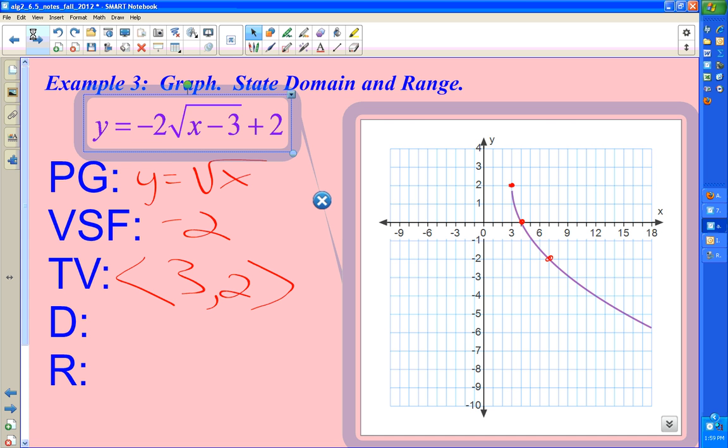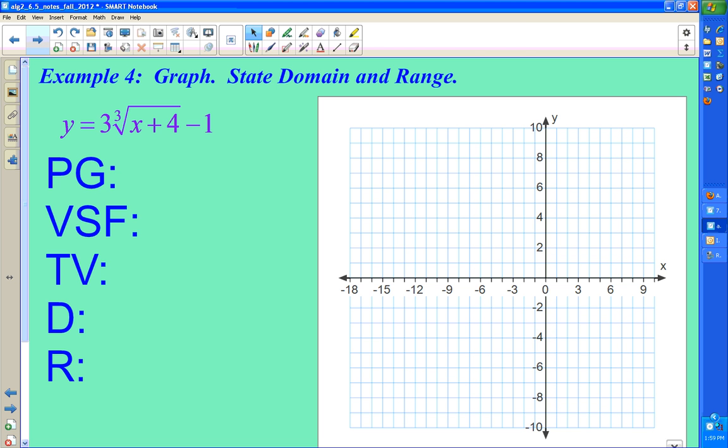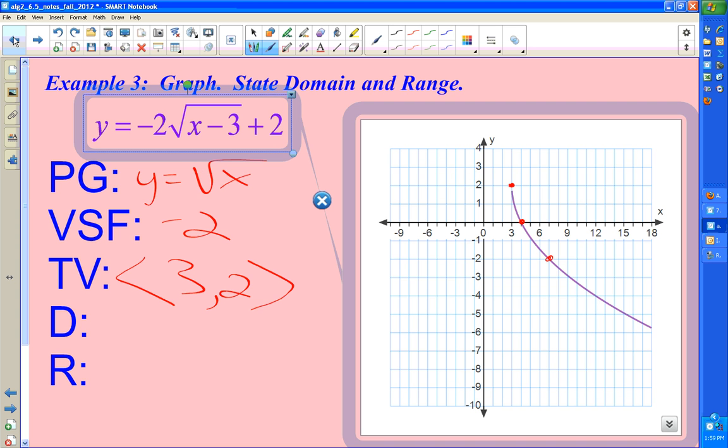Let's look at one more. What's the parent graph? Cube root of x. Oh, wait, we forgot domain and range here. What's the domain for this one? Just the x's. 3 to infinity. And all the y's such that... don't include 2, right? Yeah, we include the 2.